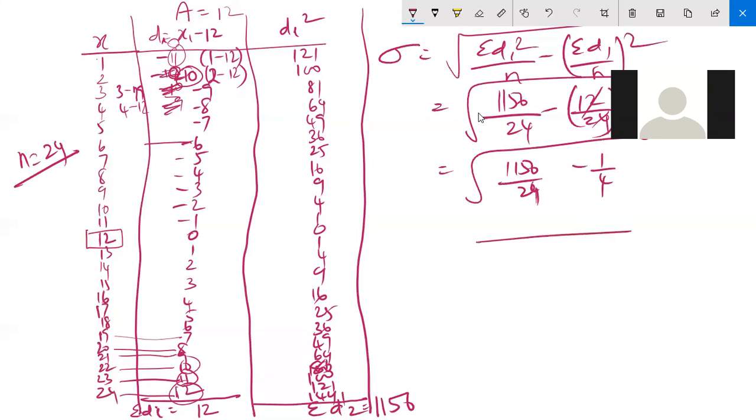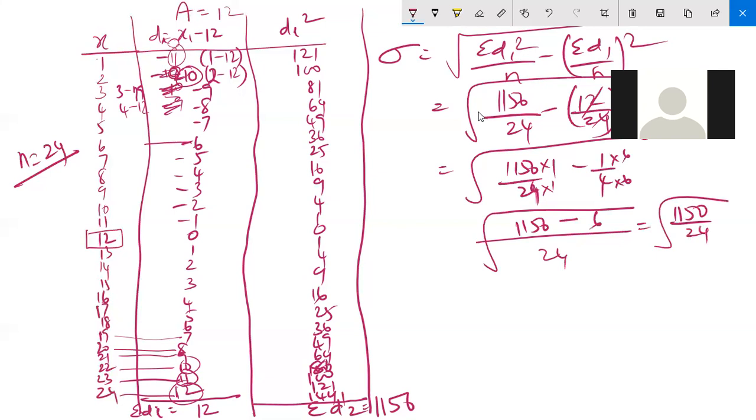So 1156 by 24 minus 1/4. Now you take the LCM, which is 24. So 1156 minus 6, divided by 24. So root of 1150 by 24. 1150 divided by 24 is equal to root of 47.91. Now you have to find the root of 47.92, which is equal to 6.92. Okay, 6.92 is your sigma.